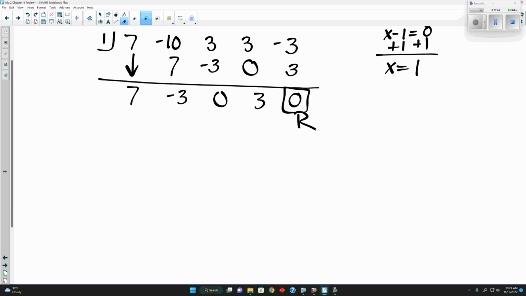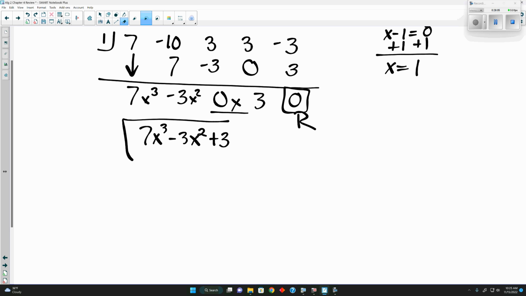The 3 next to it is our term without x, our constant term. The 0 next to it is the term with x. The negative 3 is the term with x squared. And 7 is the term with x cubed. So we have 7x cubed minus 3x squared. We don't have to include the 0x, but we have plus 3. So that there is our solution.